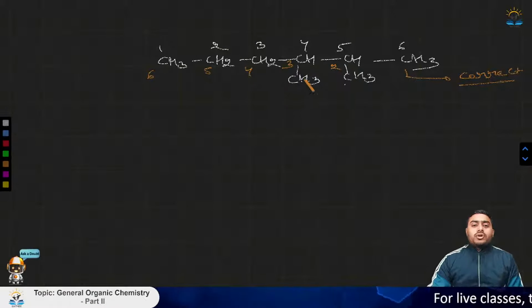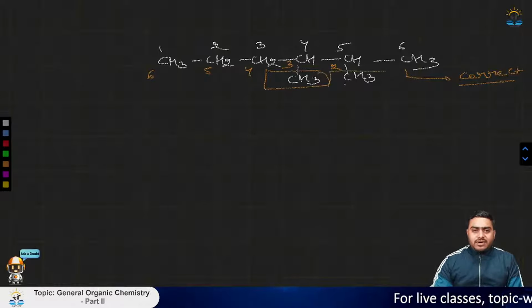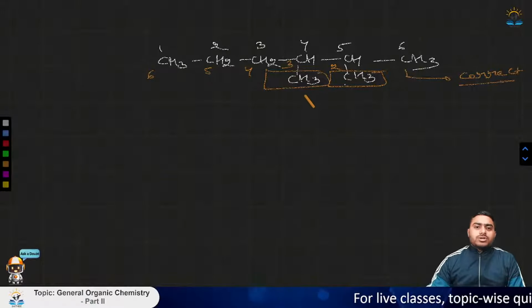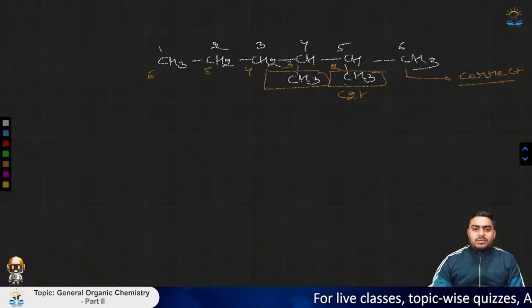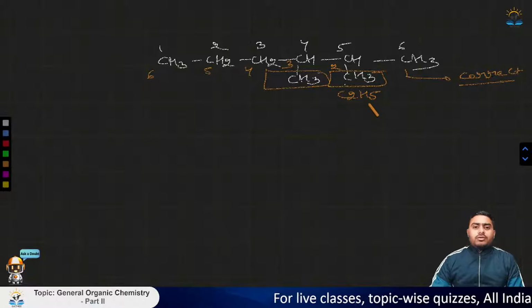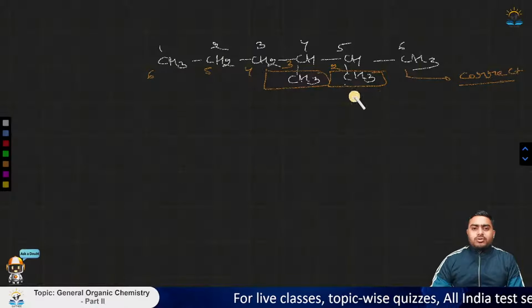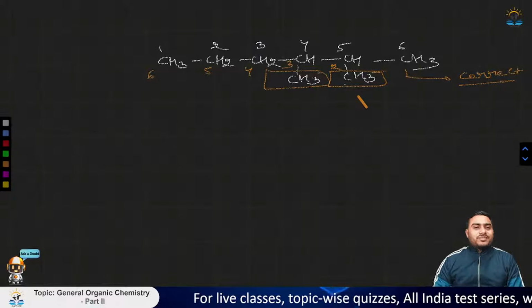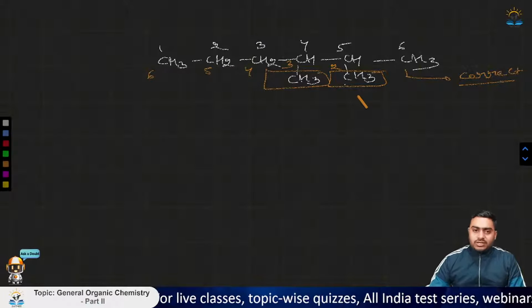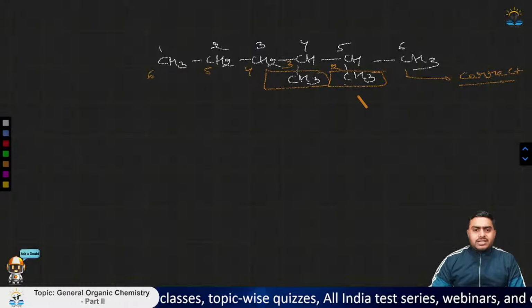Okay everyone, you can see the groups are repeating themselves, right? If they are different groups, suppose in one case this will be C2H5, we are not taking C2H5 because then it will become the longest chain. Okay, I will write another example.